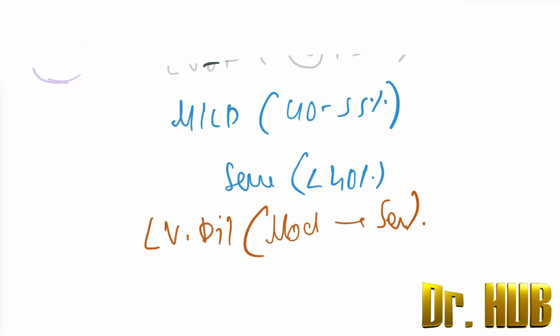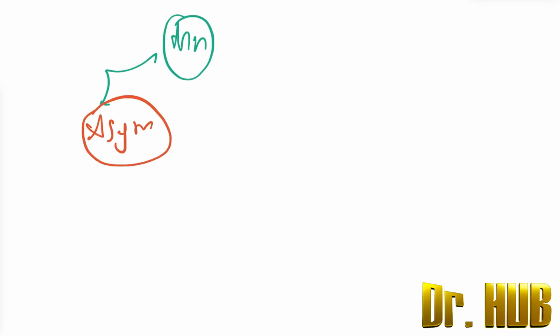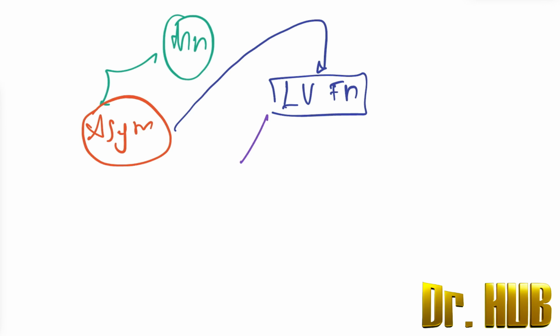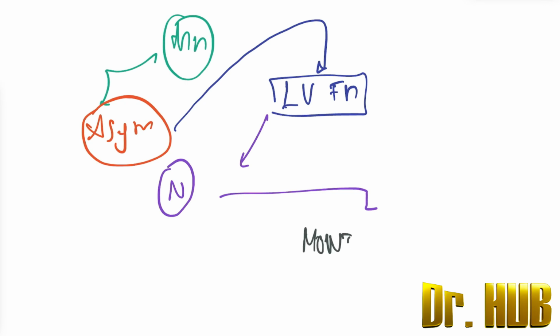Now let's move on to managing this AR. How to manage this AR? First, check if it is symptomatic or asymptomatic. Let's move on to the asymptomatic pathway. If it is asymptomatic, the next step is to look at the LV function. Once the LV function is assessed, there are two possibilities. If it is normal, continue monitoring with clinical follow-up and echocardiography.